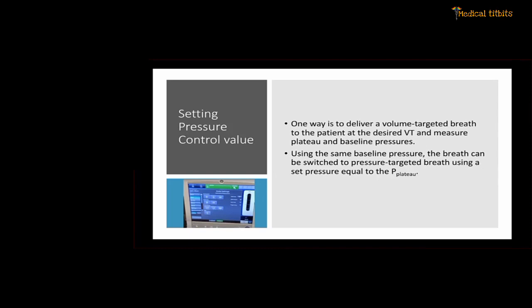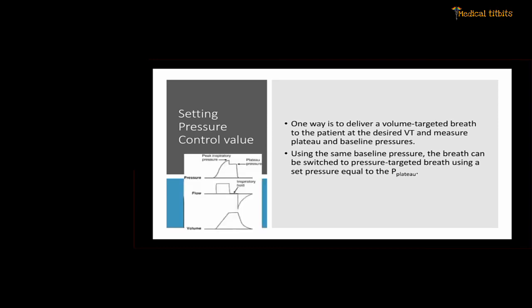Okay, for setting the pressure control value, in the initial example I told, I empirically put a pressure control value of 10. Another way is to deliver a volume targeted breath. Now you know the approximate tidal volume that you are targeting. Then with the desired tidal volume, you measure the plateau pressure baseline values and then get a pressure value from that. Using the same baseline, the breath can be switched to a pressure targeted breath using a set pressure which is equal to the plateau pressure, not the peak pressure.